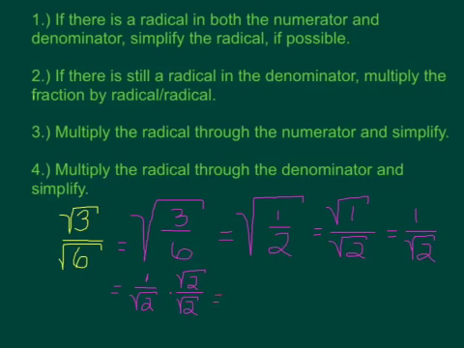So step 3, we're going to multiply the radical through the numerator and simplify. So 1 times square root of 2 is really just square root of 2. And now we have the same case we had for square root of 2 times the square root of 2, which is square root of 4. And when we simplify square root of 4, we get 2. So we have square root of 2 over 2.